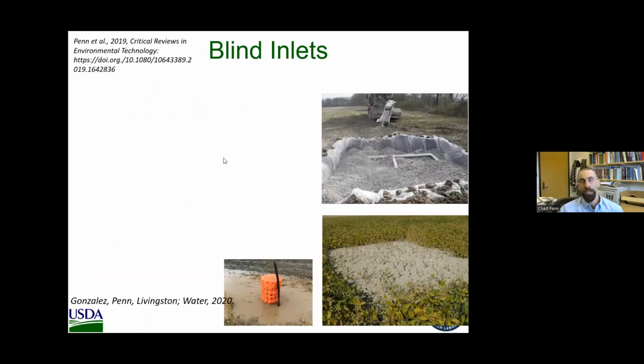Blind inlets are not a Pmobile structure, but they can be modified to be a P removal structure. So first, I'll briefly explain what a blind inlet is.